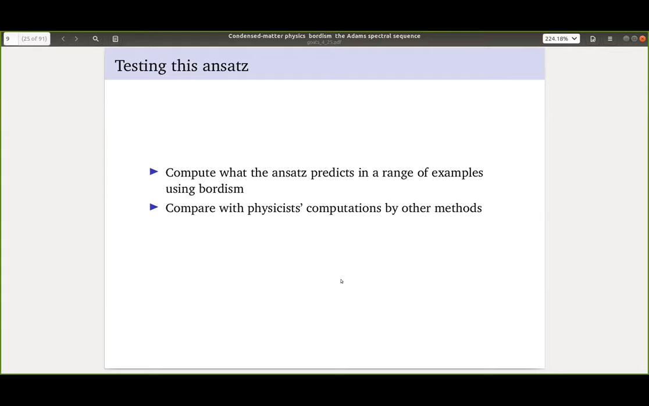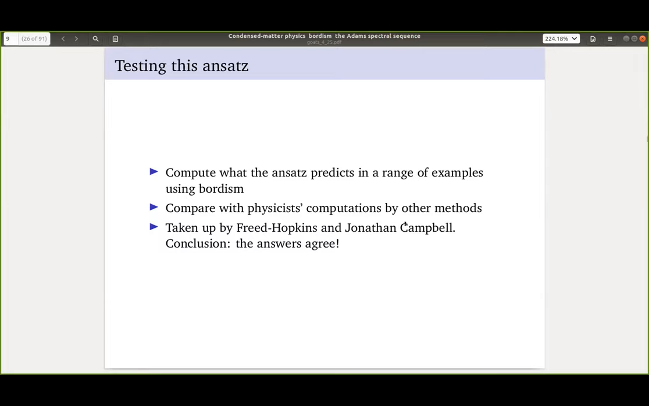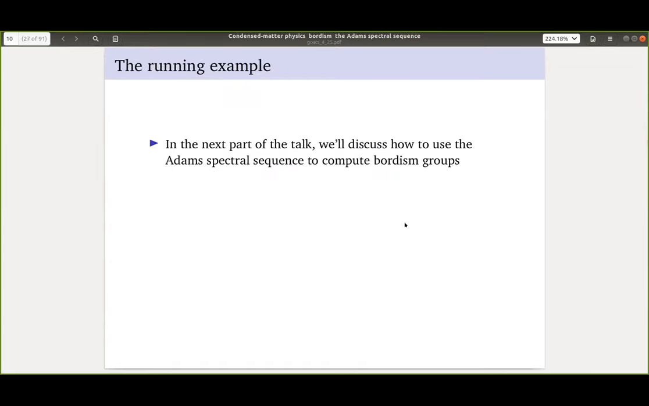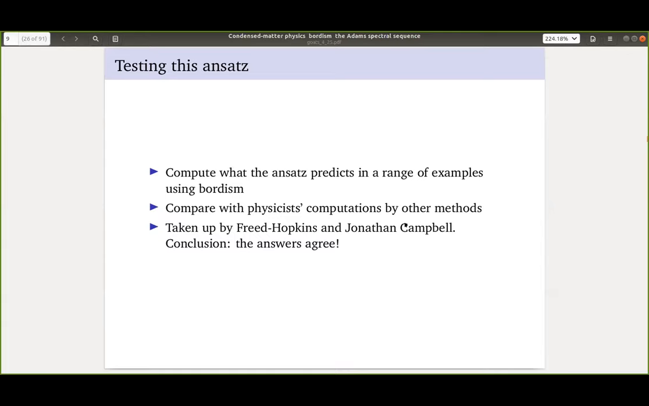And well, if they agree, that is a good sign that your ansatz is doing the right thing, especially in non-trivial cases. So this is taken up in the same 2016 paper of Dan Freed and Mike Hopkins, and then in a subsequent paper in 2017 by Jonathan Campbell. And the conclusion is that the answers agree. So that's nice. This tells us that this is a good sign that this approach is something that we could use to understand physics better.